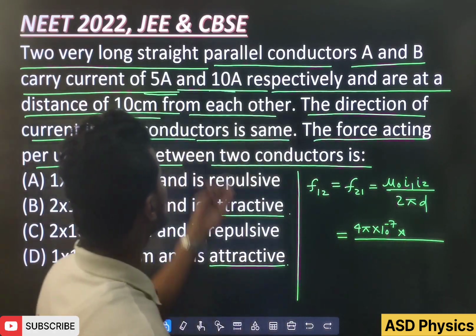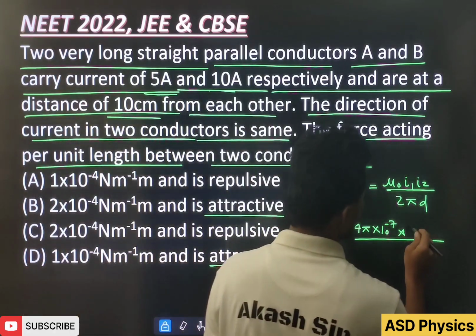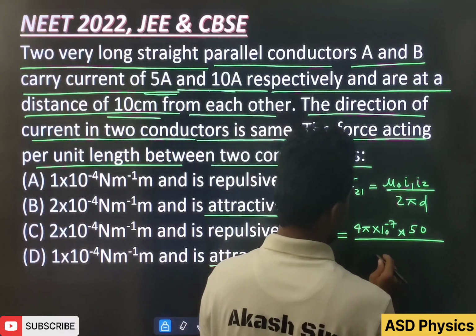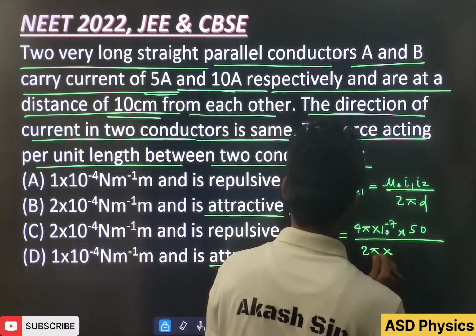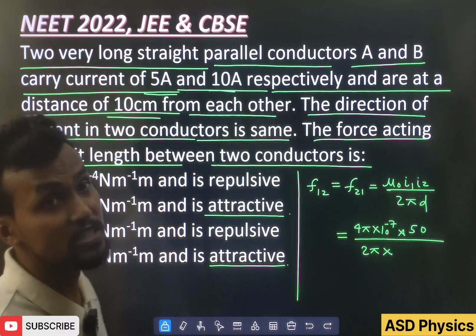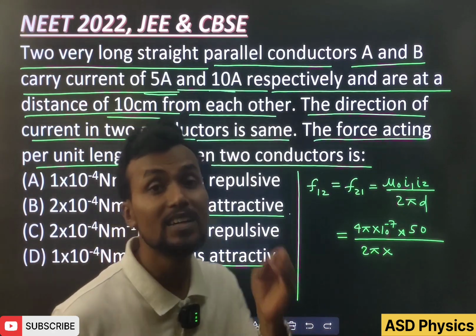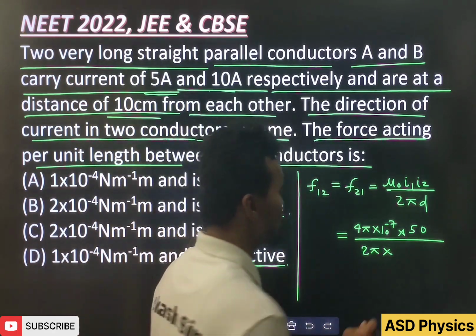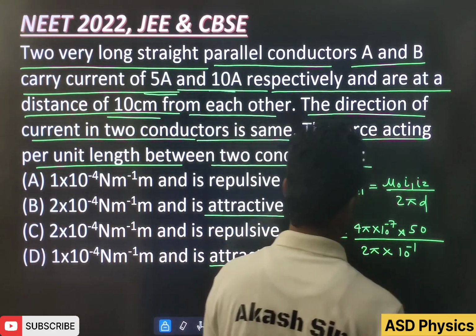I1, I2, what is given? See, 5 into 10, that means 50. Okay, and this will come here, see, 2 pi into distance between the wires, how much? 10 centimeters. So convert into meter, 10 into 10 to the power minus 2 meter. That means it will become here 10 to the power minus 1.